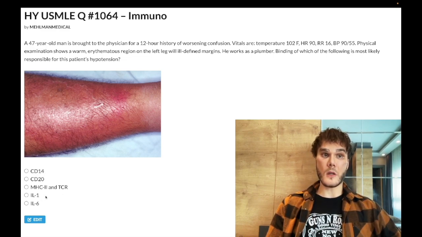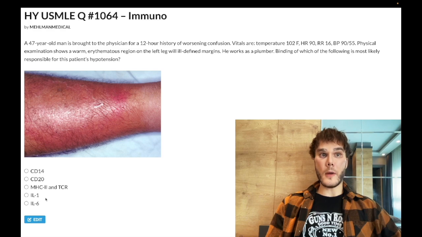IL-1, wrong answer. As I harped on, this is going to be fever in USMLE. If someone's hyper pedantic, they say, well, IL-1 can technically cause hypotension. Not for USMLE, okay? They really want you to know that TNF alpha is the main cytokine that induces hypotension. IL-1 is going to be fever. Wrong answer.